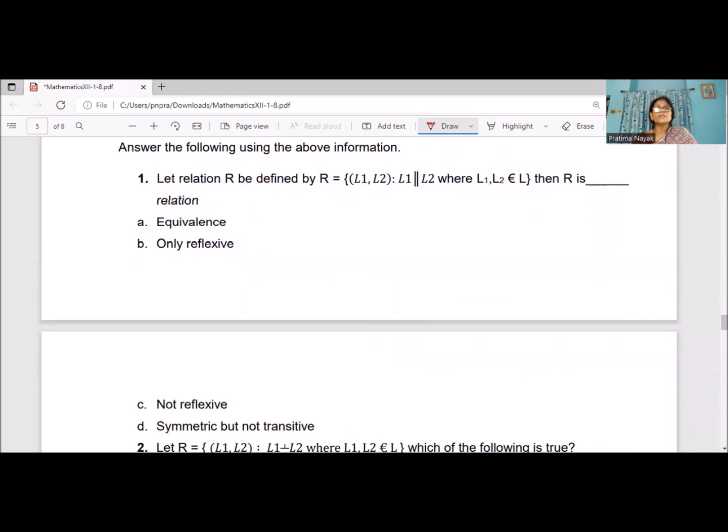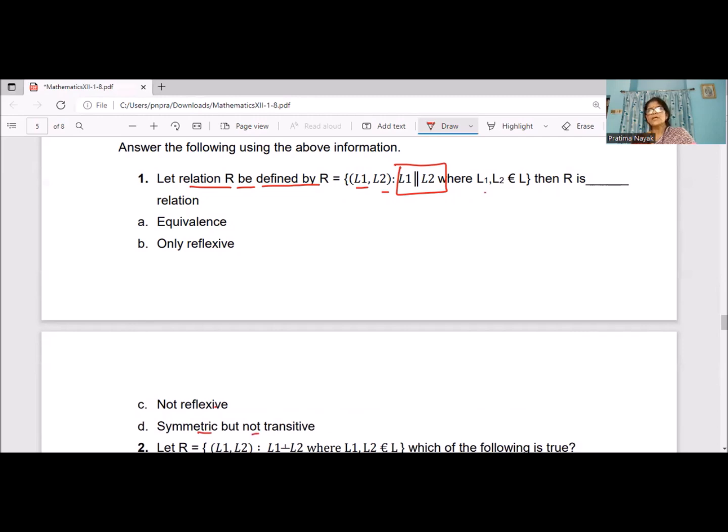Question number 1: let the relation R be defined by (L1, L2) where L1 is parallel to L2, with L1 and L2 both belonging to L, the set of lines. Then R is: equivalence, only reflexive, not reflexive, or symmetric but not transitive.